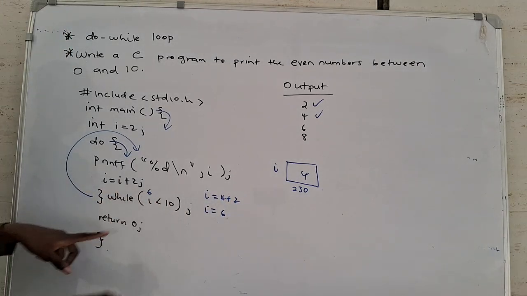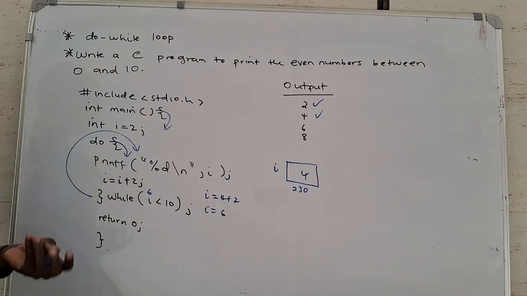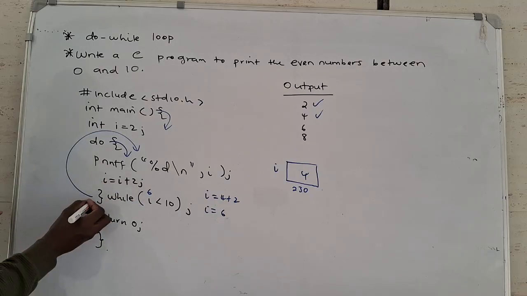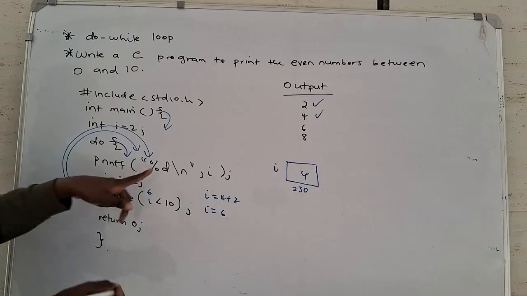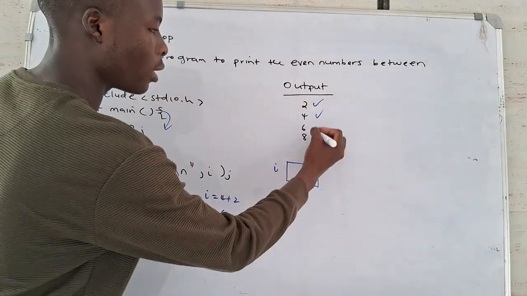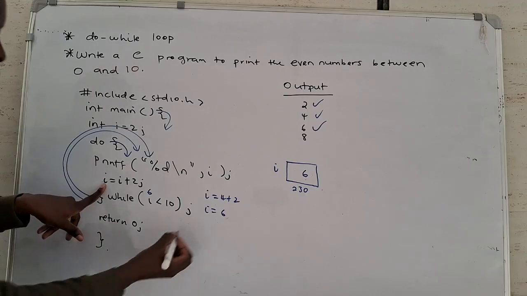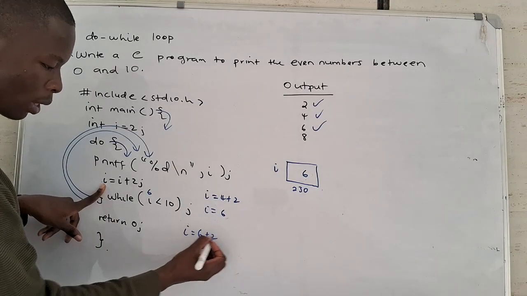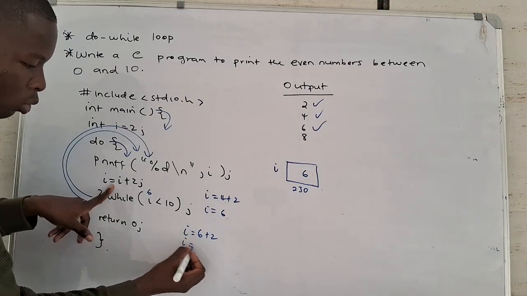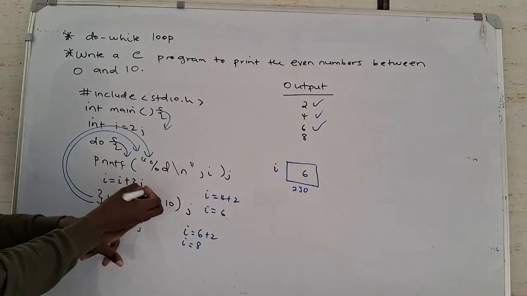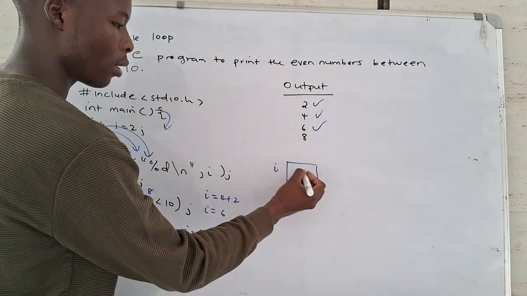Now it is going to check. 6 is less than 10. Yes, 6 is less than 10. If it is less, it is going to enter again. The value of I is printed, which is 6. Now it is going to increment. I is equal to 6 plus 2, which is 8. Now the value of I is 8.